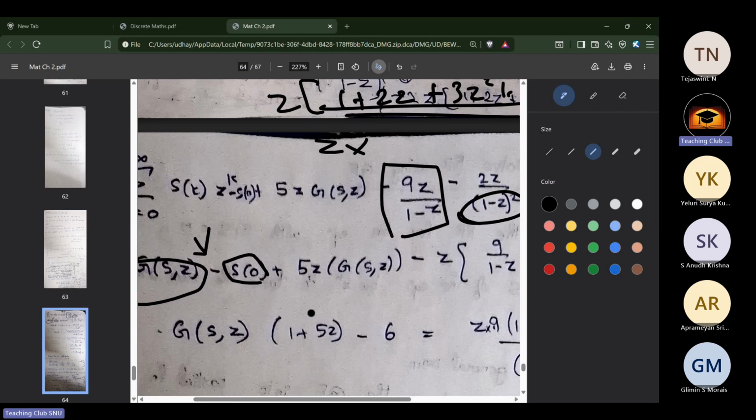Why does it work? It works because that's the way G of s comma z is defined. G of s comma z is what? Summation of s_n z power n, right? In the summation term, the z^n coefficient itself is s_n only, the sequence coefficients. If you want to find the sequence, just express it in terms of summation s_n z power n, then take the coefficient of z power n. It will easily give you the sequence, that is the s_n value. So nicely, it is 2 power n plus 1 minus 3 power n.